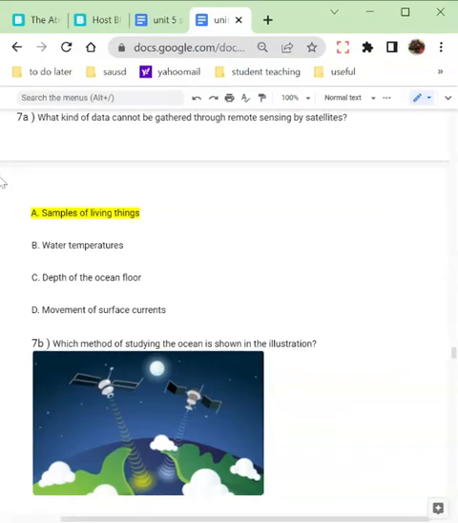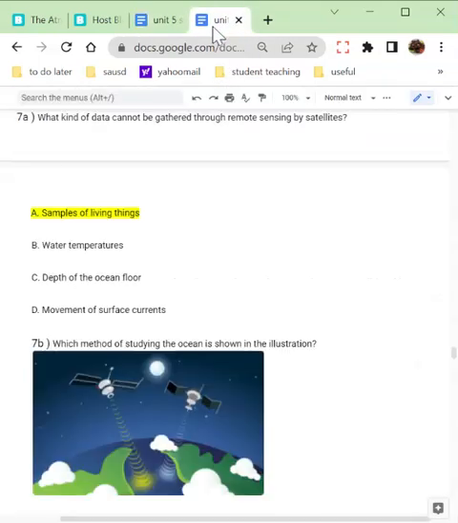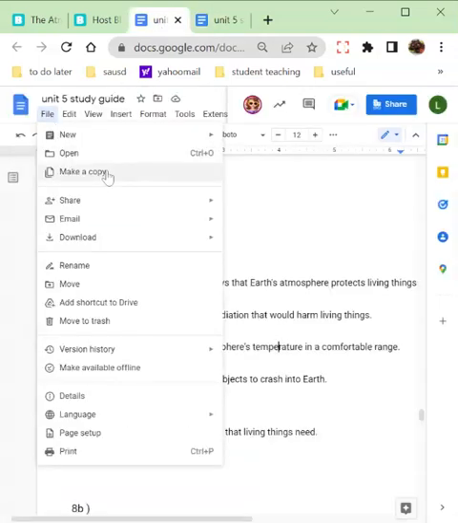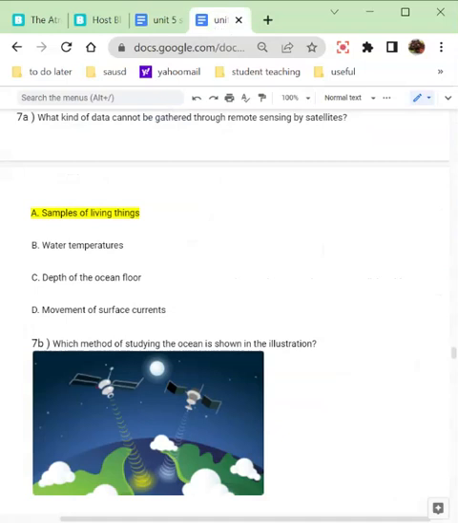And then after we're done with the study guide, we're going to take our Unit 5 test. And then you can use the study guide that you're marking up, the blank document, to help you out. So remember, if you need to edit, click File and then make a copy so that you can edit your own.